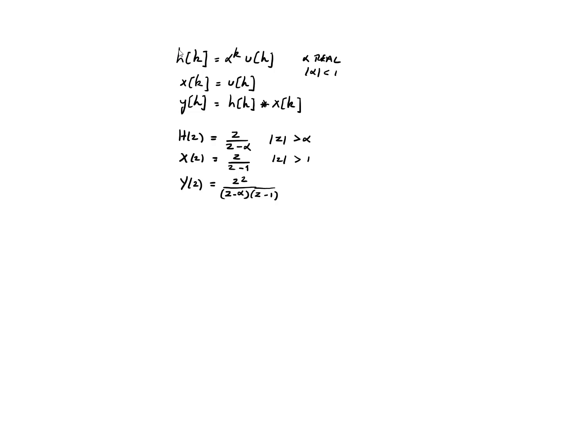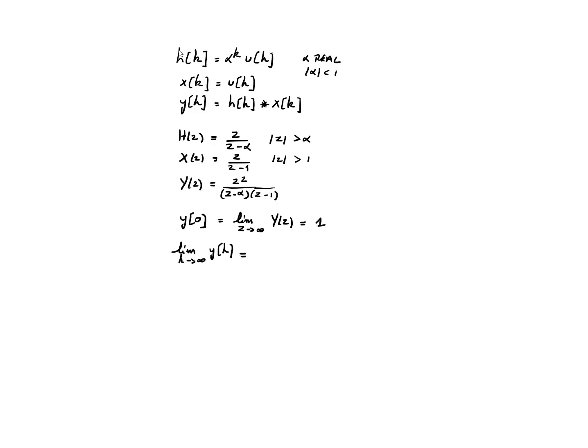bit lazy and that we are interested in y[0] and the limit when k tends to infinity of y[k]. Well, then we can use the initial value theorem, and y[0] is equal to this limit over here. And if you look at this Y(z), the highest power in the numerator is z squared, and it's also z squared in the denominator, so this limit is 1.